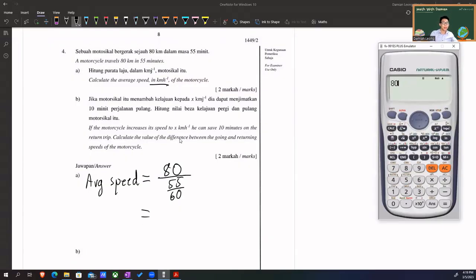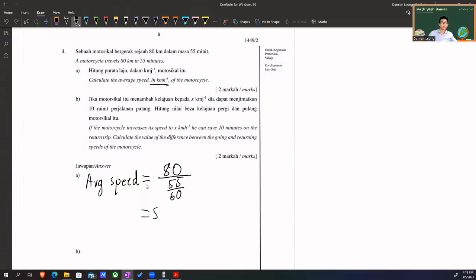So it's 80 divided by bracket 55 divided by 60 first. Then, let's just round off, 87.3 km per hour.